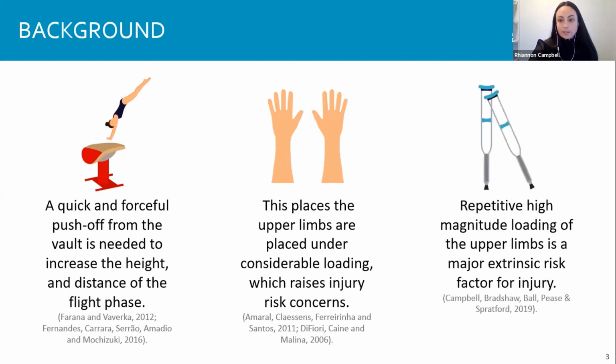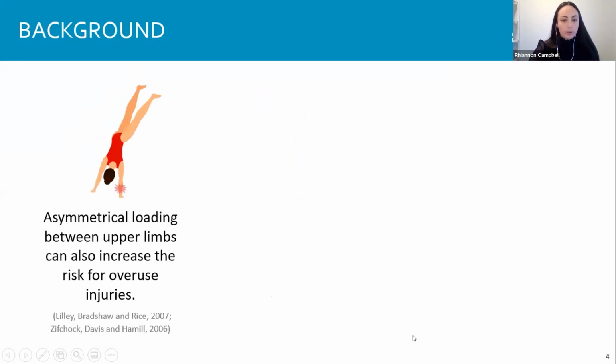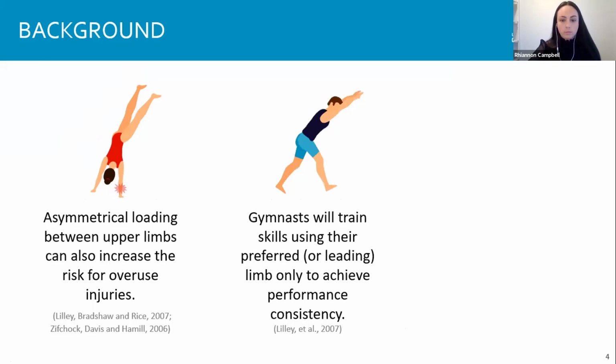So we know from previous research that repetitive high magnitude loading of the upper limbs is a major extrinsic risk factor for injury, particularly during the growth and developmental years of young gymnasts. Asymmetrical loading between the upper limbs can also increase the risk for overuse injuries, particularly if one limb is consistently exposed to a higher level of loading. And this is really important in gymnastics because gymnasts will often train their skills using their preferred or leading limb only in order to achieve that performance consistency.